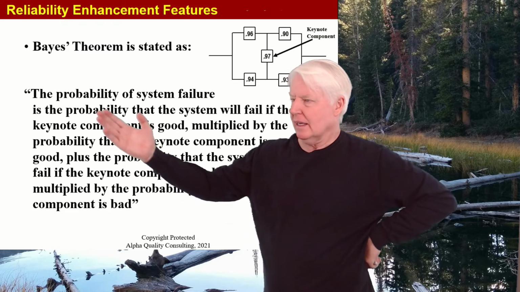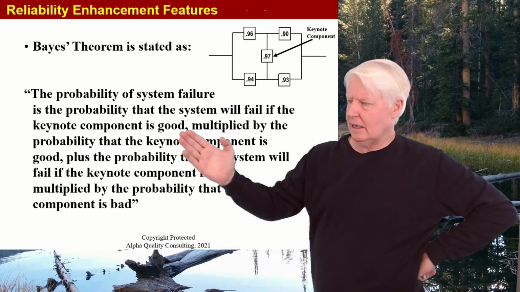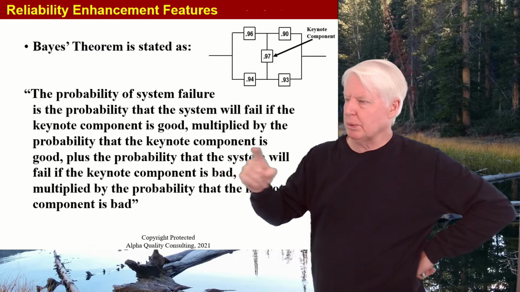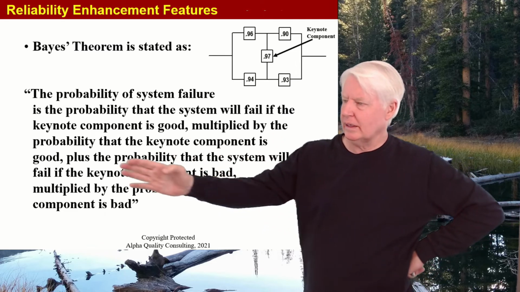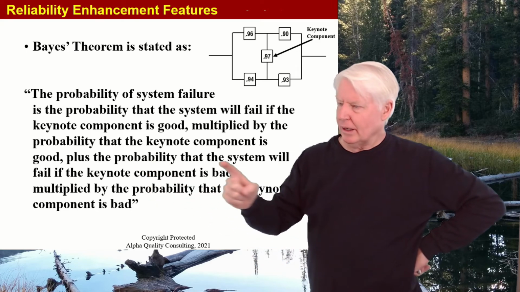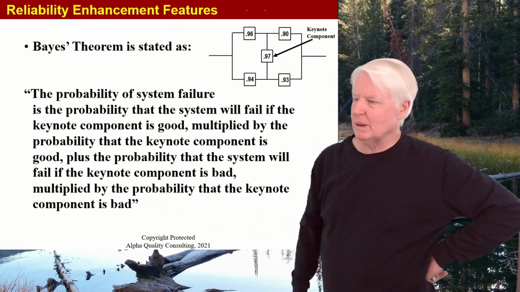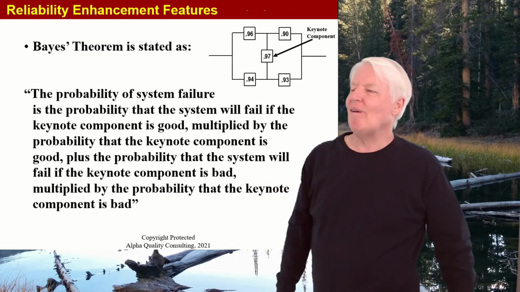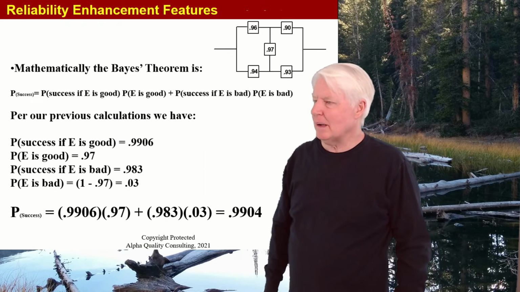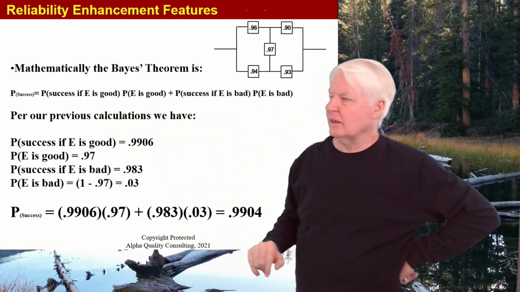What does Bayes' theorem say? The probability of system failure is the probability that the system will fail if the keynote component is good, which we've already calculated, multiplied by the probability that the keynote component is good, plus the probability the system will fail if the keynote component is bad, multiplied by the probability that the keynote component is bad. That's quite a bit of verbiage, isn't it? Let's just do it. It's not really that bad. I've written down everything we need, in mathematical form, which is much easier to understand.